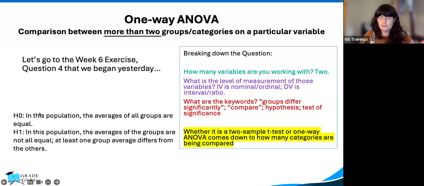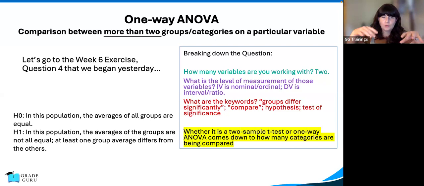Because it's the extension of the t-test, your H0 is similar to the t-test. The t-test was that the population average of these 2 groups are equal. For the one-way ANOVA, it's that the population averages of all the groups are equal.